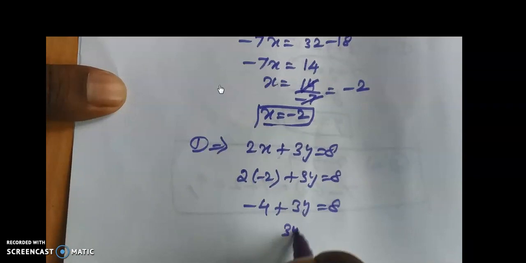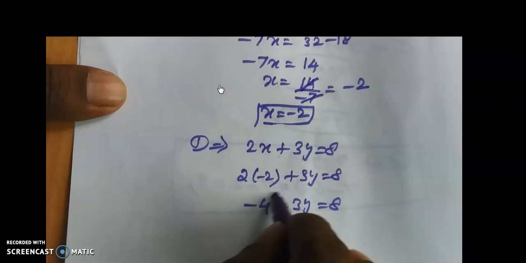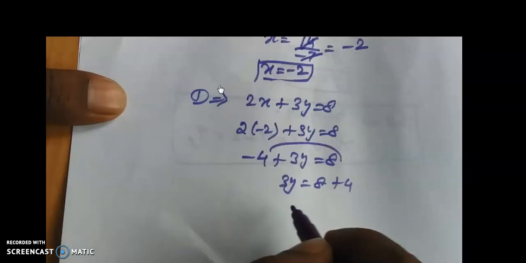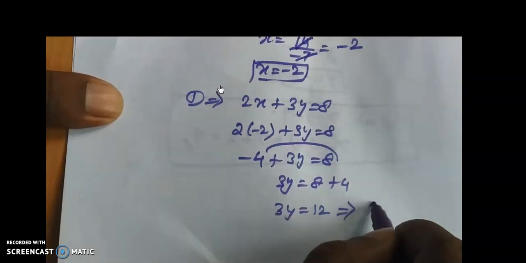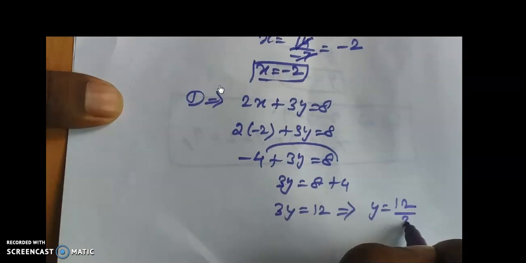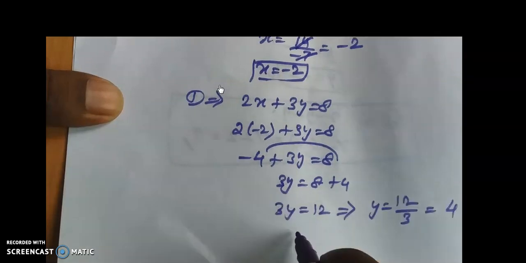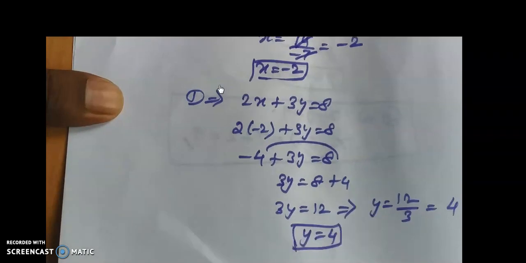Therefore 3y equal to 8, it will become here plus 4. So 3y equal to 12, which implies y equal to 12 by 3, so equal to 4. So the value of y is nothing but 4. So now we found the x value minus 2 and the y value 4.